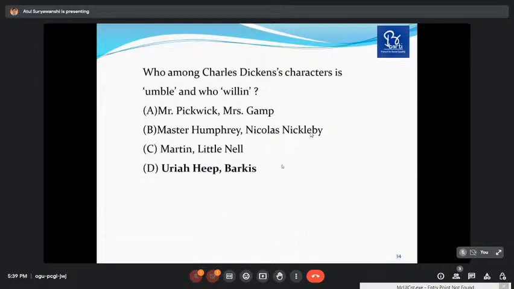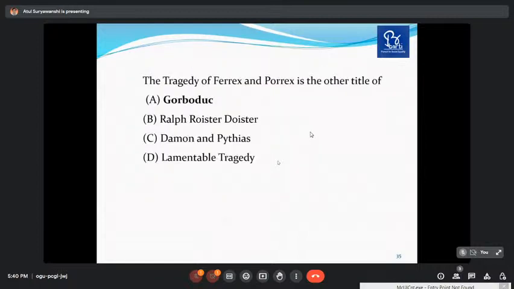Mr. Pickwick, Mrs. Gamp, Mr. Humphrey, Nicholas Nickleby, Martin Chuzzlewit, Uriah Heep and Barkis. So the answer is D, Uriah Heep and Barkis. The next question: The Tragedy of Ferrex and Porrex is the other title of what exactly? Is it Gorboduc, written by Thomas Norton? Ralph Roister Doister, written by Nicholas Udall? Damon and Pythias? And Lamentable Tragedy. So the Tragedy of Ferrex and Porrex is the other title of Gorboduc, written by Thomas Norton.